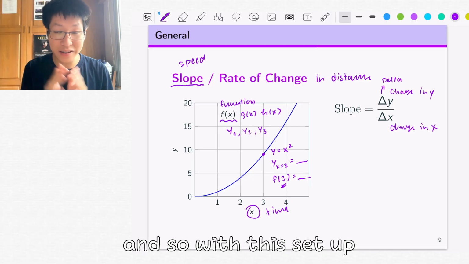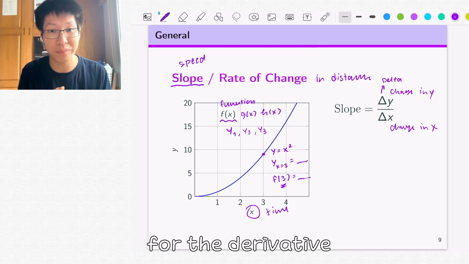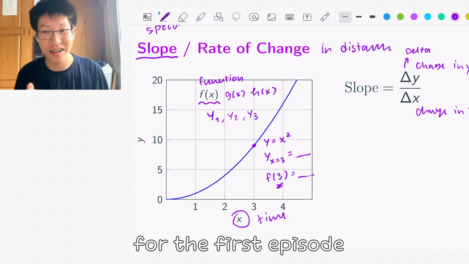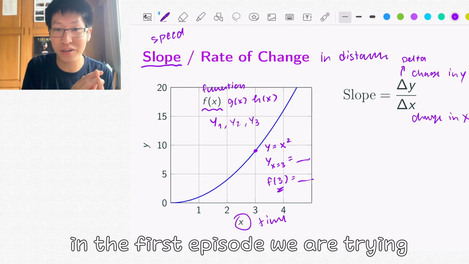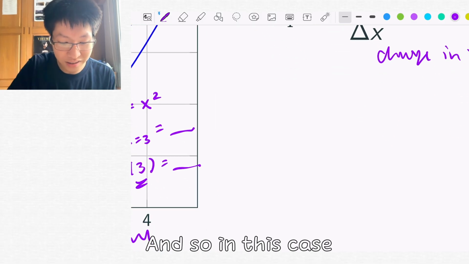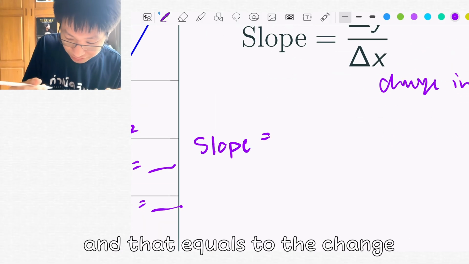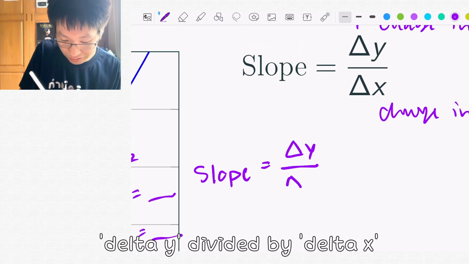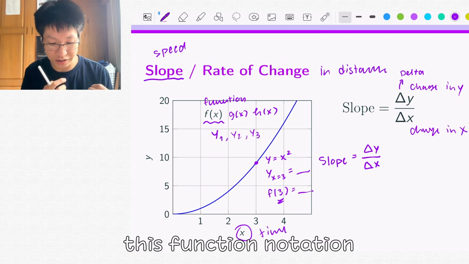And so with this setup, we can now find a way to derive the general equation for the derivative. The way we do that is like what I did for the first episode, but just a bit more general. In the first episode, we were trying to find the speed, right? The change in y divided by the change in x. In this case, instead of speed, I can write slope. And that equals the change in y, which I would denote here delta y, divided by delta x.